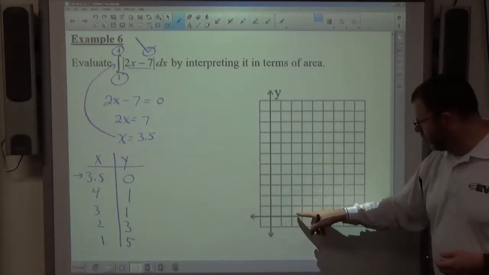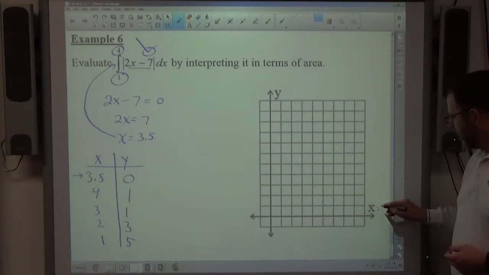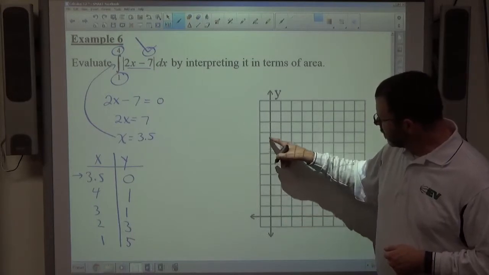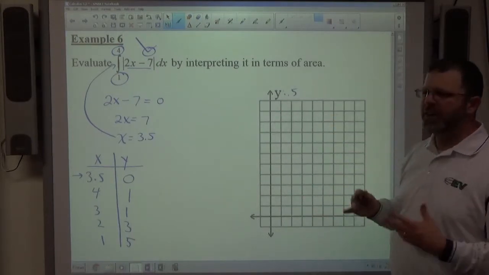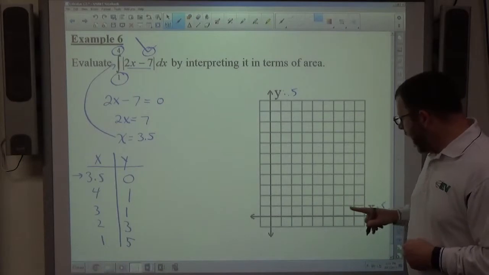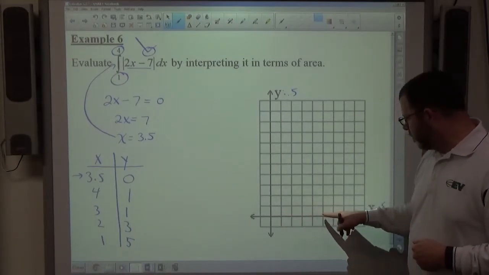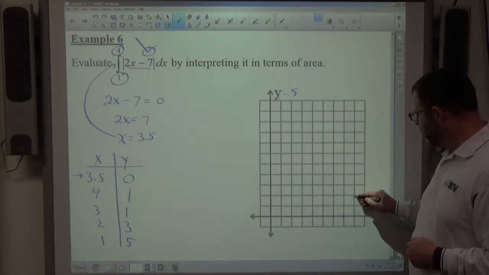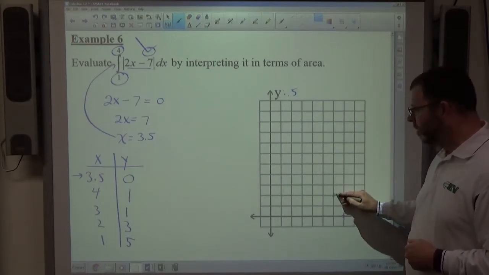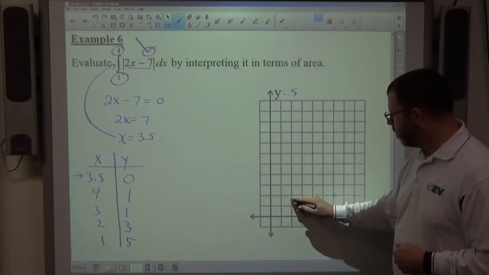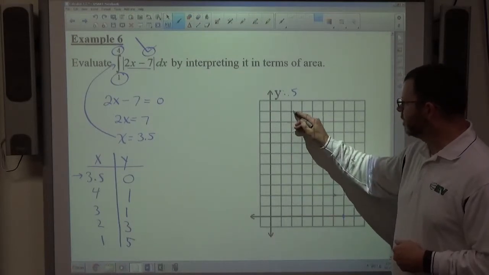Looking at this, 1, 2, 3, 4, 5, 6, 7, 8, 9. Let's go at a half scale on the x-axis. We have to go up to 5. 1, 2, 3, 4, 5, 6, 7, 8, 9. Yeah, there's enough room to go 0.5 on the y also. You can scale a little bit to allow your graph to be a little bit bigger so you have room to write stuff in it. It's sometimes helpful. So if I go 3.5 comma 0, we have 4, 1. We have 3, 1. We have 2, 3. And we've got 1, 5.